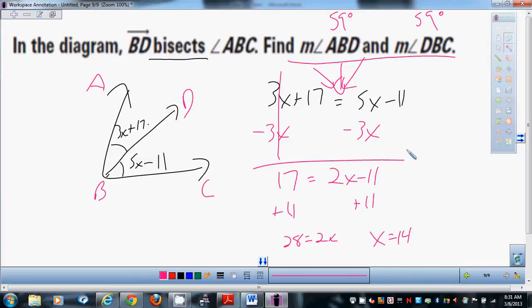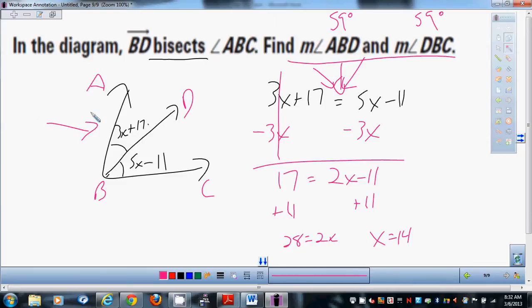I only plugged it into one of them. We plugged it into 3x. Oh, somebody did. Somebody said it out loud. What'd you say? Well, you have to plug it in for one of them to find out what it is. It doesn't matter which one. No, it doesn't.